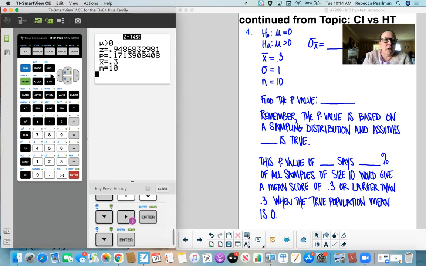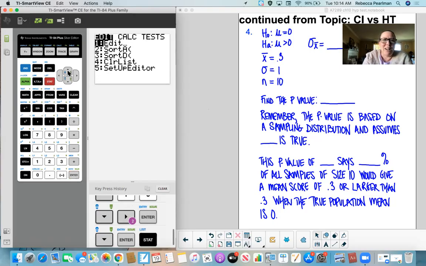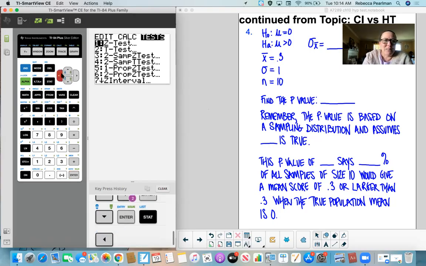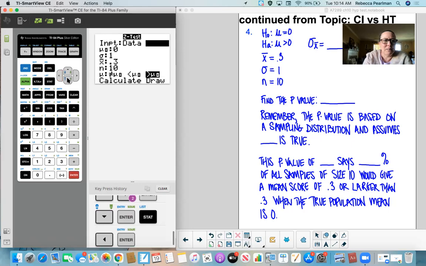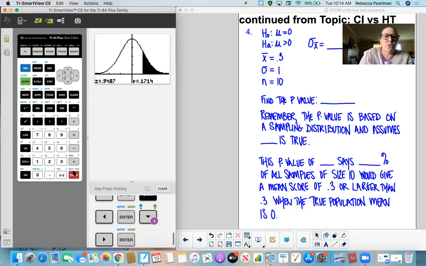And let's go back and do draw. I love draw. Left to test, Z test. The same information is still there. So instead of calculate, we're going to do draw. And it gives us the normal curve. It gives us the Z. So copy this diagram onto your paper. Put 0.9487 for the left boundary, an arrow to the shaded region, 0.1714, and you'd be labeling this Z sub X bar.